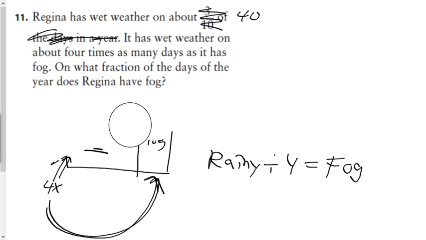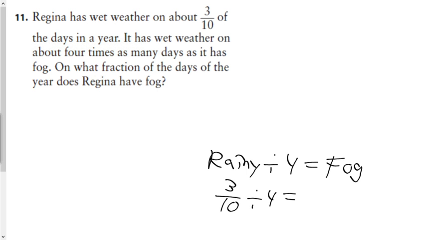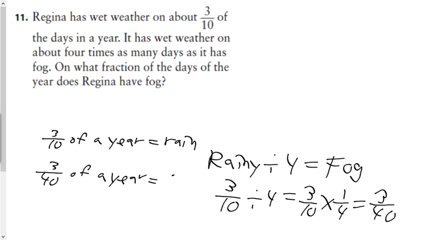Now, if I go back from that simpler question and apply it to my actual question, it was 3/10 of a year, so the rainy days is 3/10 of a year divided by 4, which will equal the foggy days. This is going to be 3/10 multiplied by the reciprocal of 4, which is a quarter, which will end up being 3/40. So therefore, 3/10 of a year is rain, and 3/40 of a year equals fog.